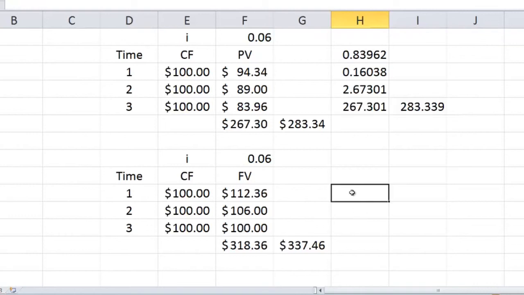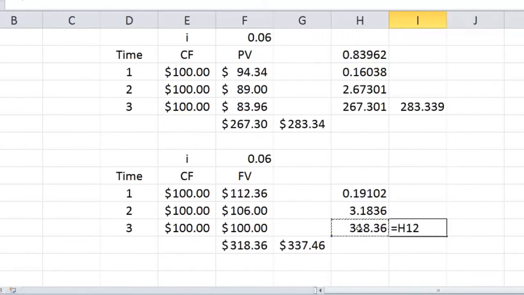We can do the same thing with our future value of an annuity formula. We take 1 plus the rate, raise it to the third, and subtract 1. We divide that by the rate, multiply that by 100, multiply that by 1 plus the rate, and we get the same answer. So you just take your annuity formulas and multiply those by 1 plus the rate.